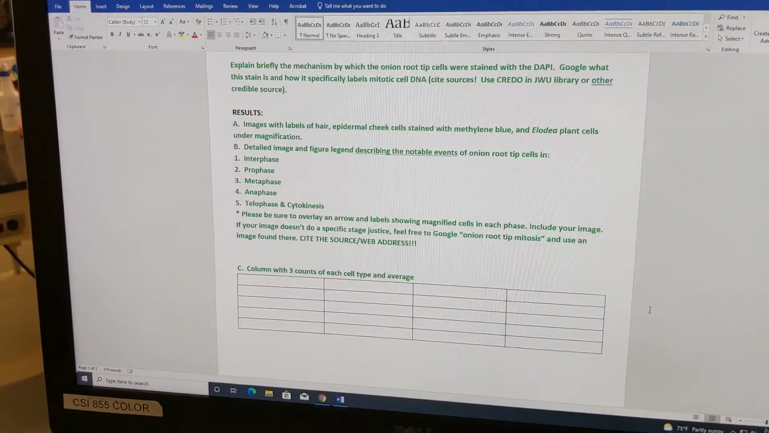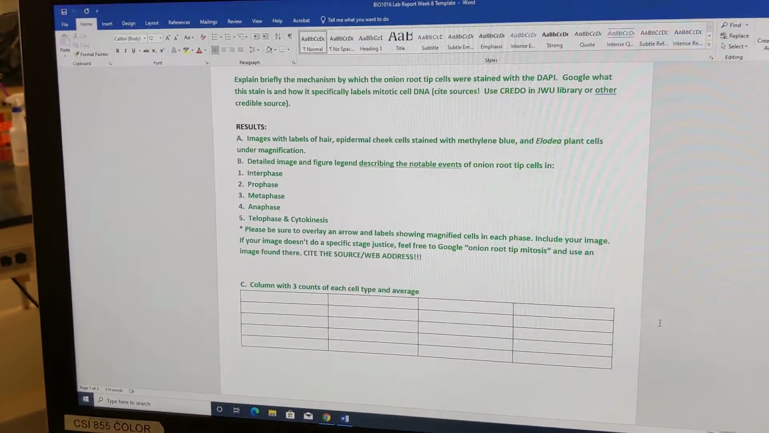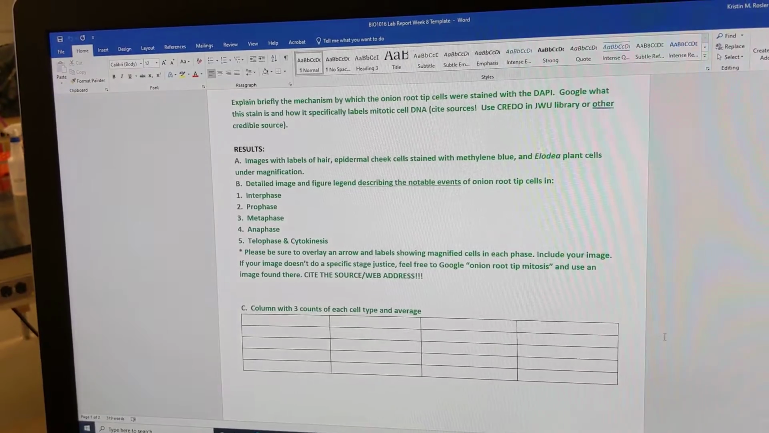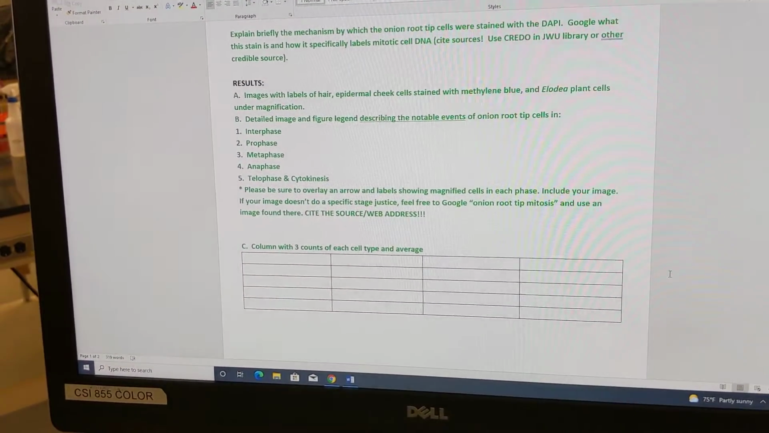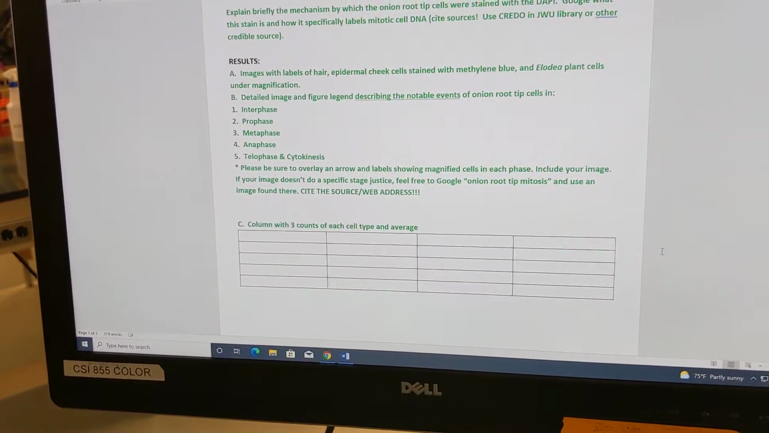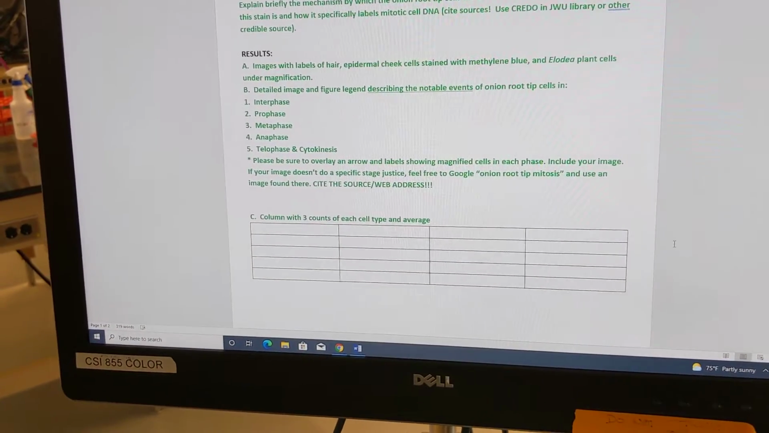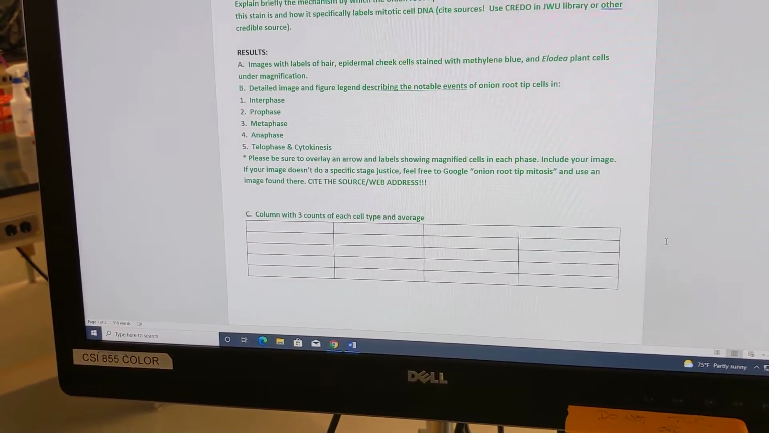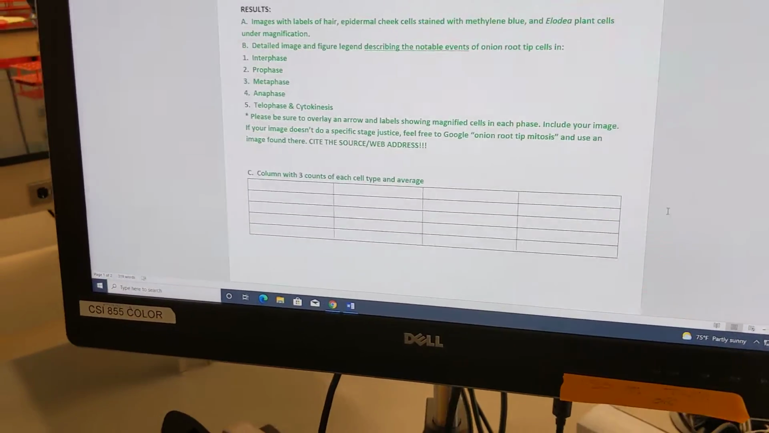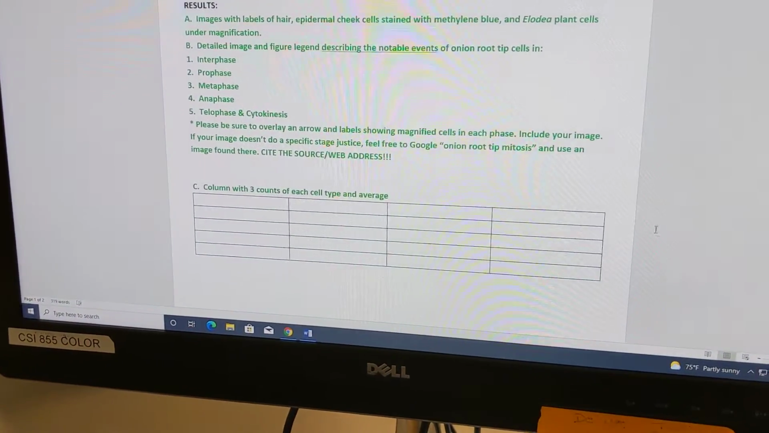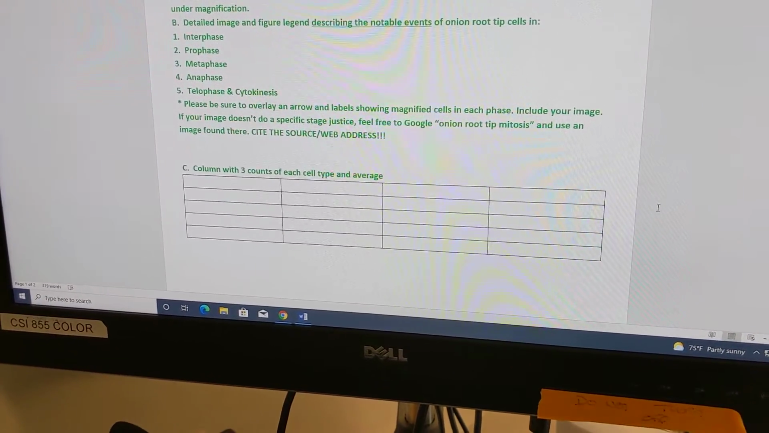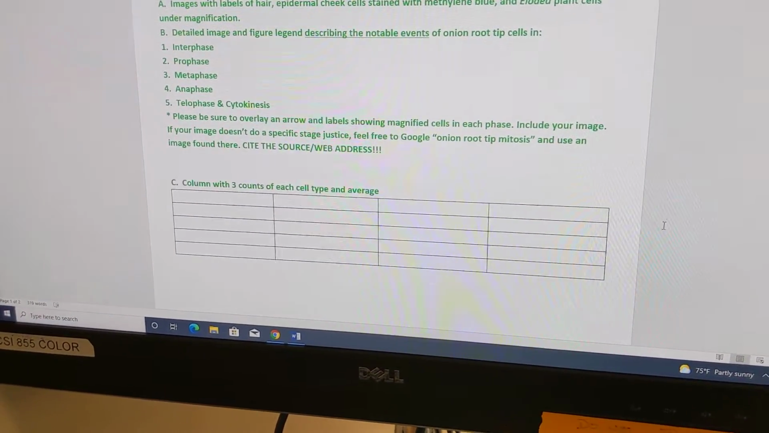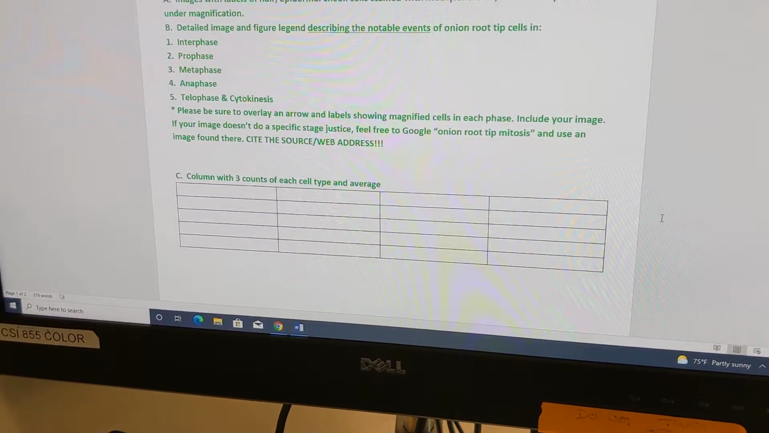All right, so once they have their ballpark numbers of their count of about 100 cells or so, they're going to share that information with their lab group. We want to get at least 3 counts of mitotic cells, and then they're going to determine, of course, the average. If you wanted to, you could teach them how to do it in Excel, or they can just average it themselves. But they're going to put those 3 sets of data into a little table.